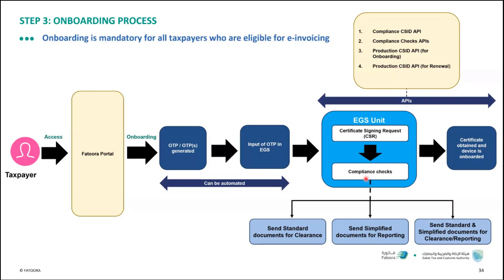Of course, the compliance checks depend on the type of invoices or business scenario that this unit is generating. So if you're dealing with B2C only, you're going to do a compliance check for simplified. If you're doing B2B only, you're going to do the compliance checks for standard documents, the clearance ones. And if the same device is doing both, then you have to do the compliance checks for both of them.